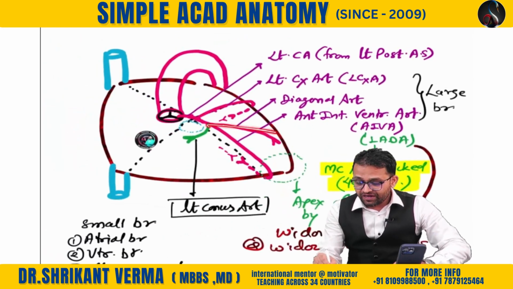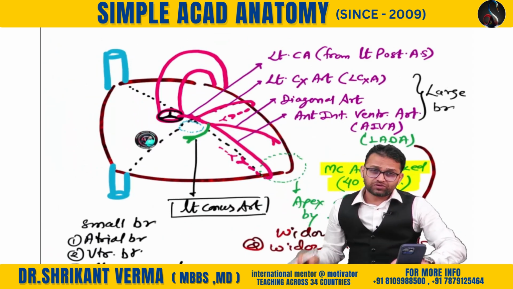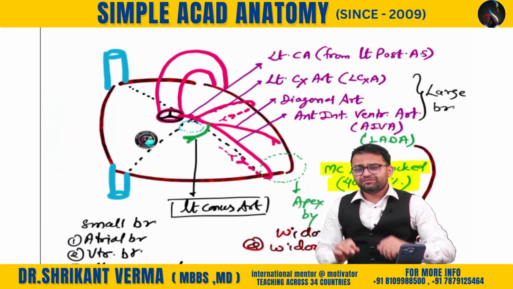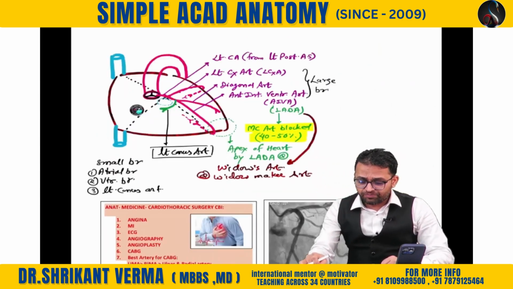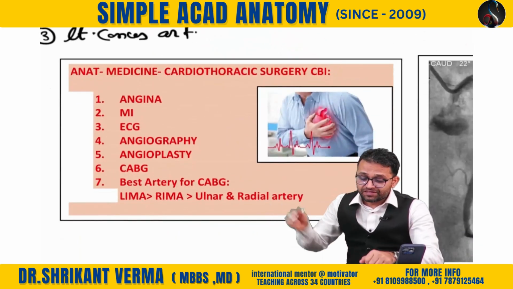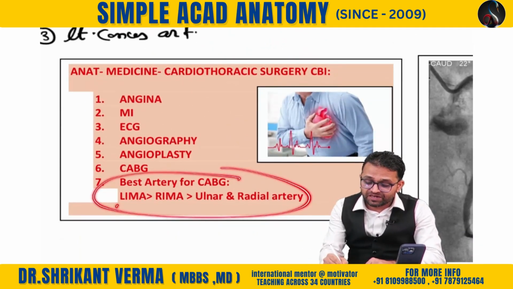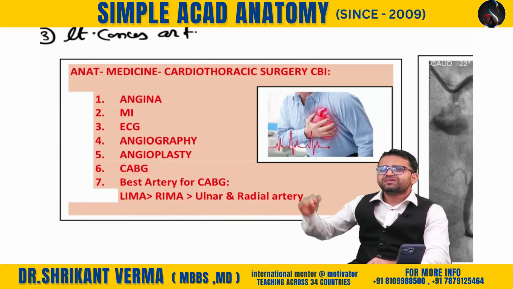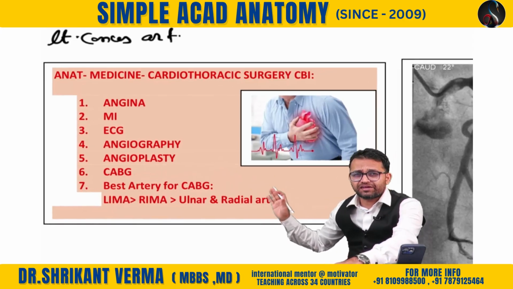There is one artery which runs in a diagonal manner. So these are the main branches. Minor branches are not important. Now study for angina, MI, ECG. This is all clinical. The best artery for coronary artery bypass grafting is the left internal mammary artery, then right internal, then ulnar and radial.